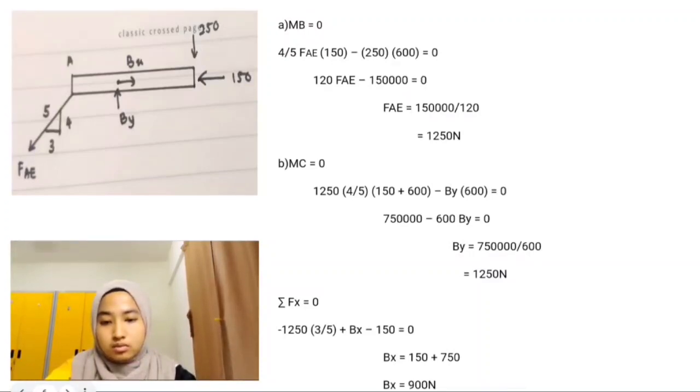Next we use Fx equals to 0. Negative 1250 multiplies with 3 over 5 plus Bx minus 150 equals to 0. Bx equals to 150 plus 750. Bx equals to 900 Newton.